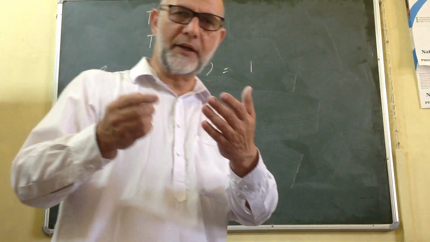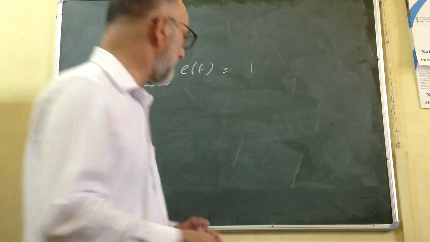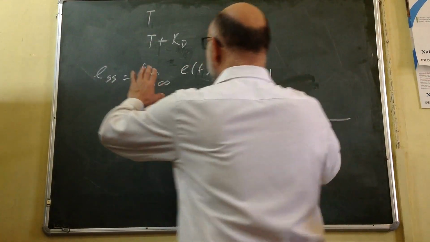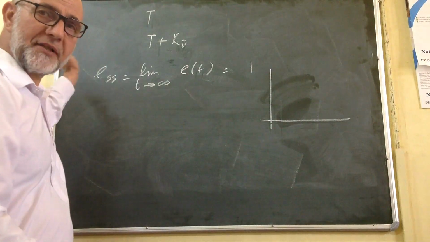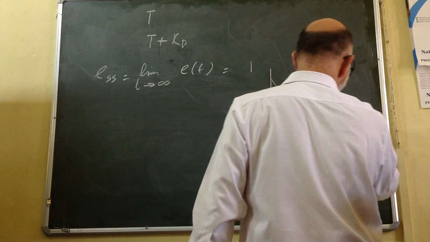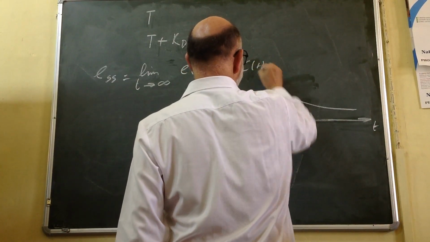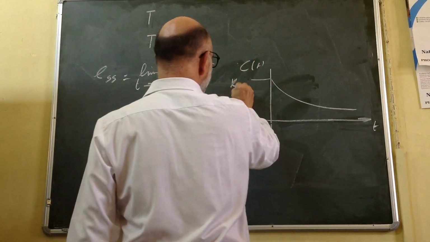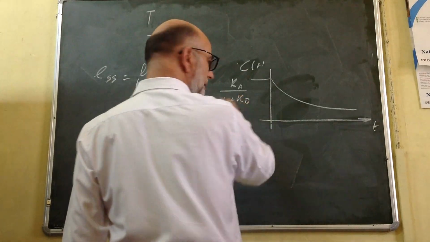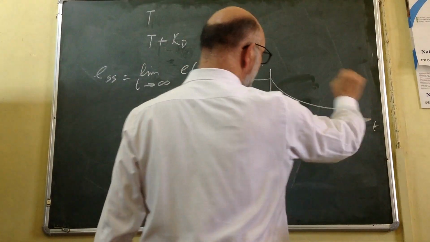Now we can look for the reasons for this, why this is actually happening. If you plot the time response, you can see that the time response given by the previous expression looks something like this. So this, if I am not mistaken, will be KD divided by T plus KD. Did I write T plus KD?